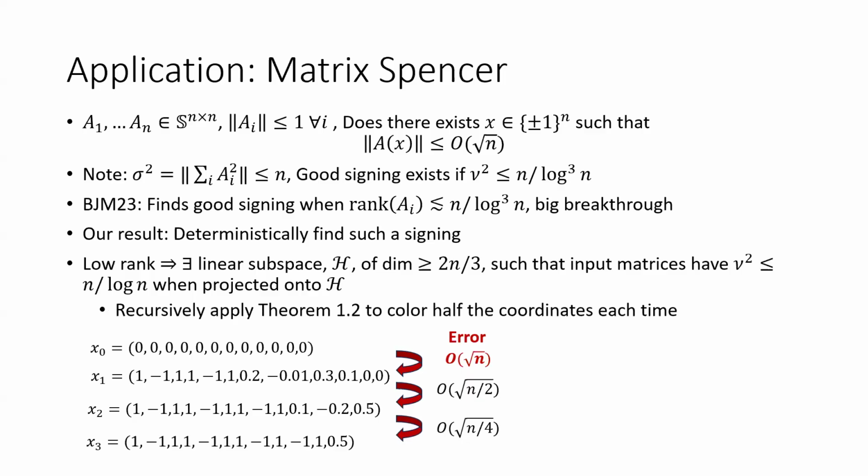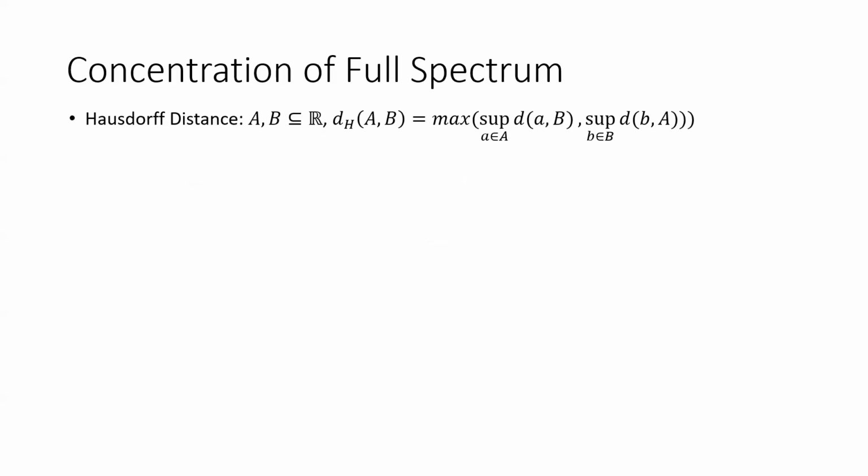Okay. And then the next result of BBVH is that they actually prove a concentration of the entire spectrum of X, which is much stronger than just looking at the norm or the moments. Here, given two subsets of R, we define the Hausdorff distance between these two sets to be this quantity over here. If this thing is small, it means that any point in B is close to some point in A, and every point in A is close to some point in B.